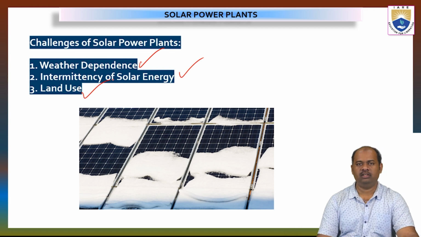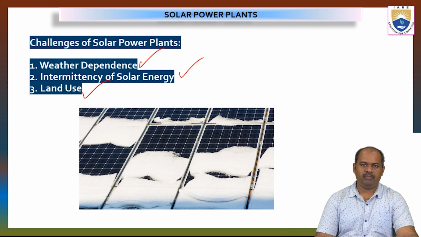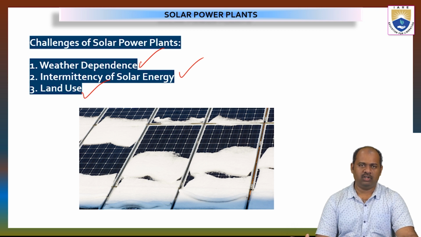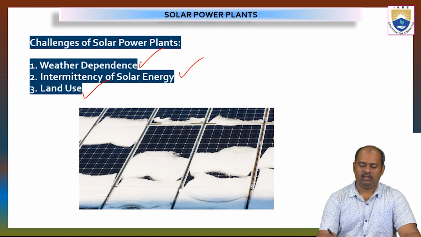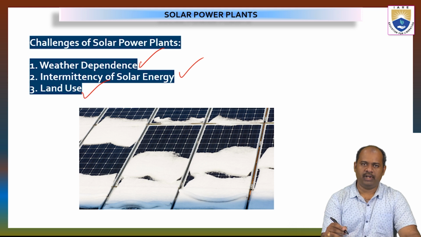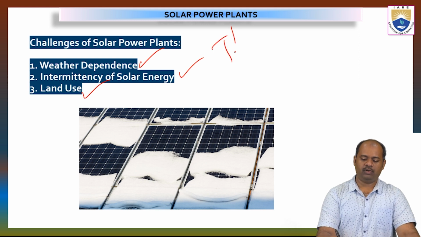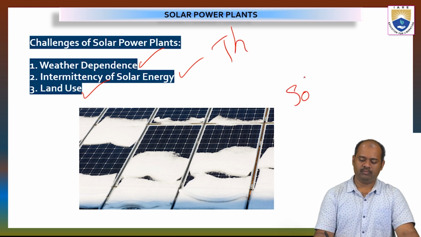And then the third one is land usage. Solar panels need a large amount of land. They require large land in order to install them. So if I want to produce an amount of electricity equal to a thermal power plant, suppose I have a thermal power plant and I have a solar power plant.